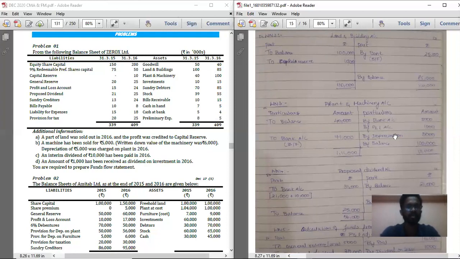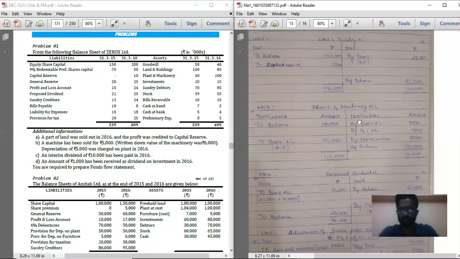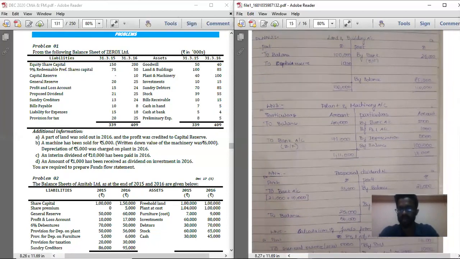Again, this depreciation will go to P&L account. So P&L account debit to depreciation account. From plant and machinery, it will be reduced. P&L account, it will be debited. So by depreciation, amount column 5,000.